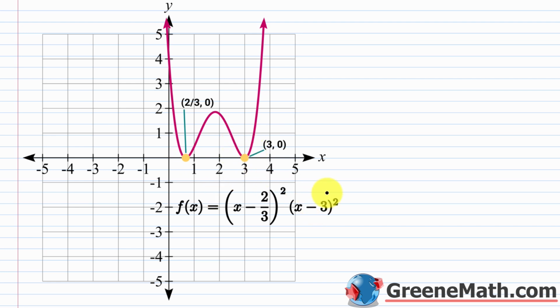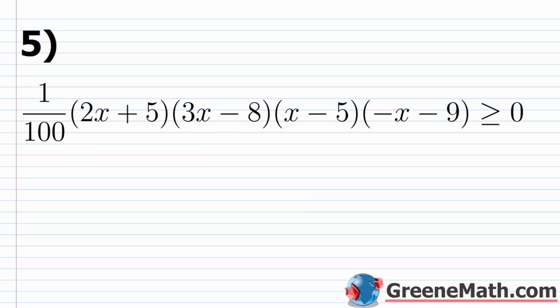So from the graph, again, you can easily see that this will never be negative. So once again, you can just conclude that there's no solution. All right, let's take a look at problem 5.